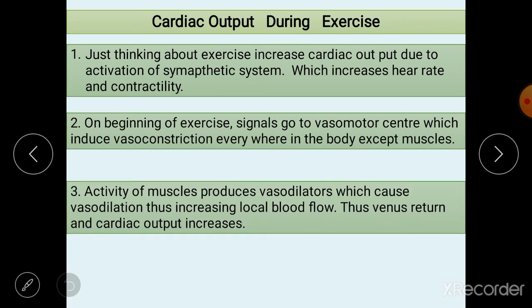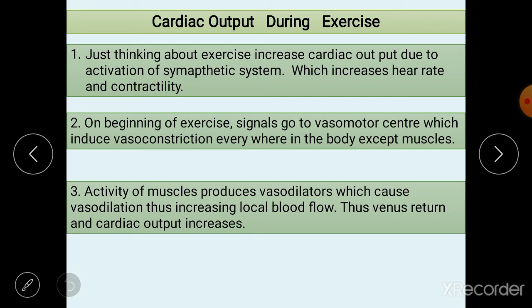Thirdly, there is also a local control of circulation. When you have been exercising for some time, there is production of vasodilators and waste products in your muscles. These vasodilators like carbon dioxide, hydrogen ions, lactic acid, potassium ions, adenosine, etc. are going to cause local vasodilation within your muscles.